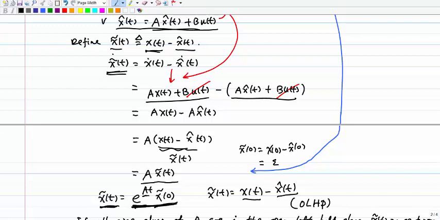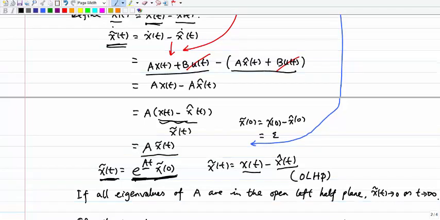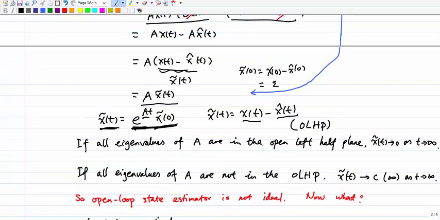That's why we have this property for the linear time invariant open loop state estimator: if all eigenvalues of A are in the open left half plane, then indeed the error will go to zero, because e to the A t goes to the zero matrix. However, if not all eigenvalues of A are in the open left half plane, the state difference will either go to a constant or go to infinity. Which means the open loop state estimator is not ideal because you cannot control A. A can be stable or not stable. If not stable, which means some eigenvalues are positive, the error goes to infinity.